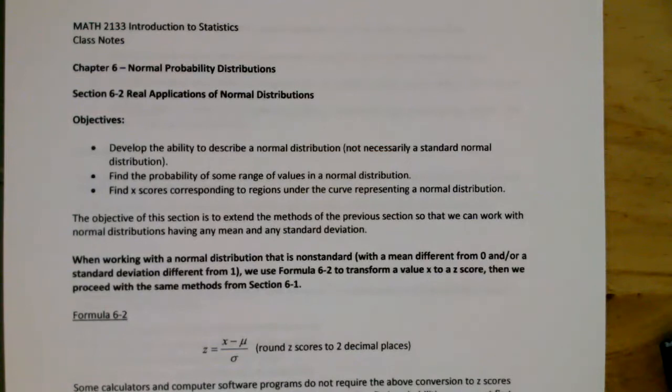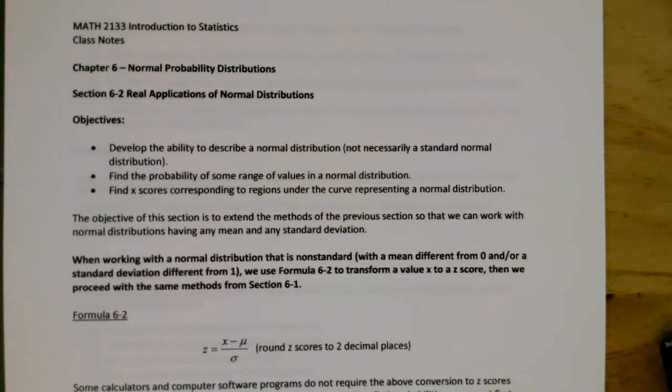In this video, we're going to talk about section 6.2, dealing with real applications of normal distributions. In the last video, section 6.1, we did talk about the standard normal distribution where the mean was 0 and the standard deviation was 1. Here we're going to take this a little bit further in this section. Here we want to develop the ability to describe a normal distribution and not necessarily a standard normal distribution.